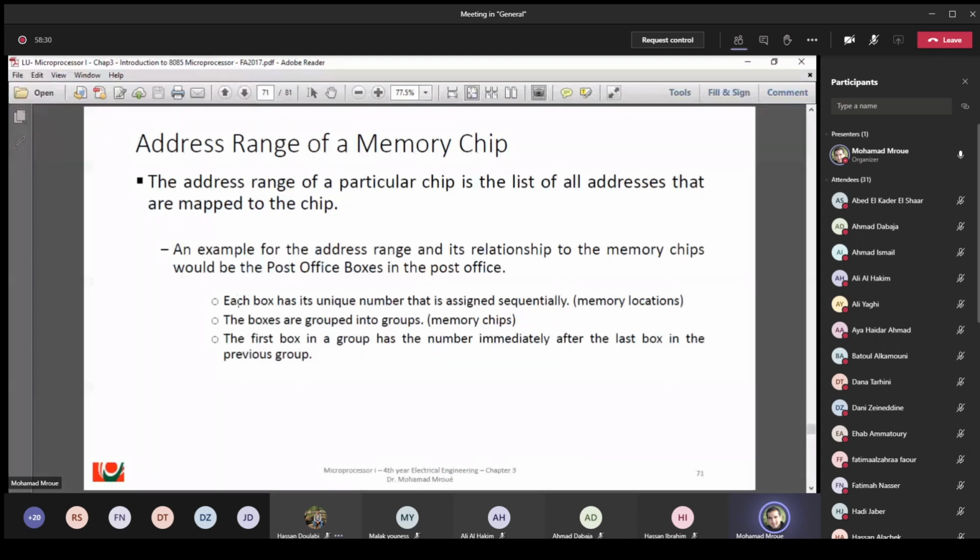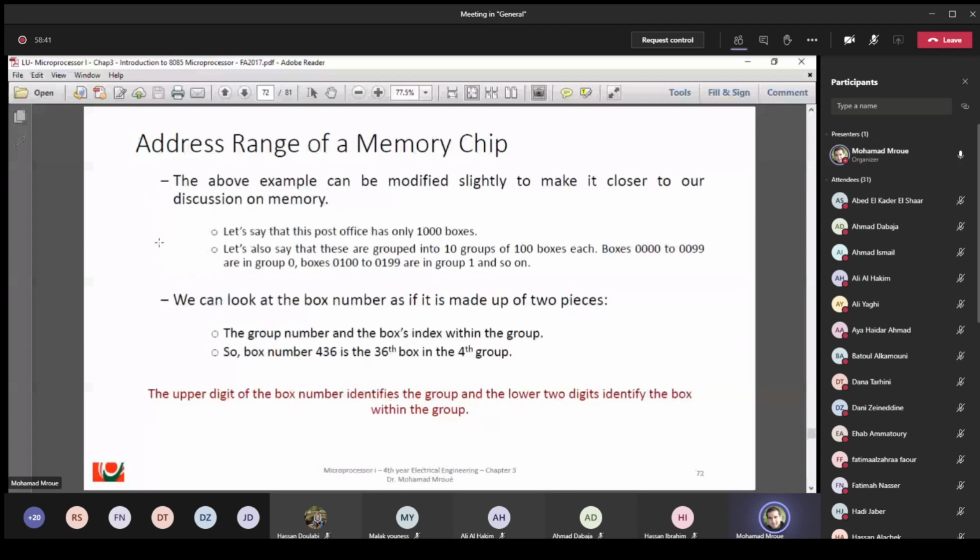Okay. So the above example can be modified slightly to make it closer to our discussion on memory. Let's say that this post office has only 1,000 boxes. And let's also say that these are grouped into 10 groups of 100 boxes each. So boxes 0000 to 0099 are in group 0. Boxes 0100 to 0199 are in group 1 and so on.